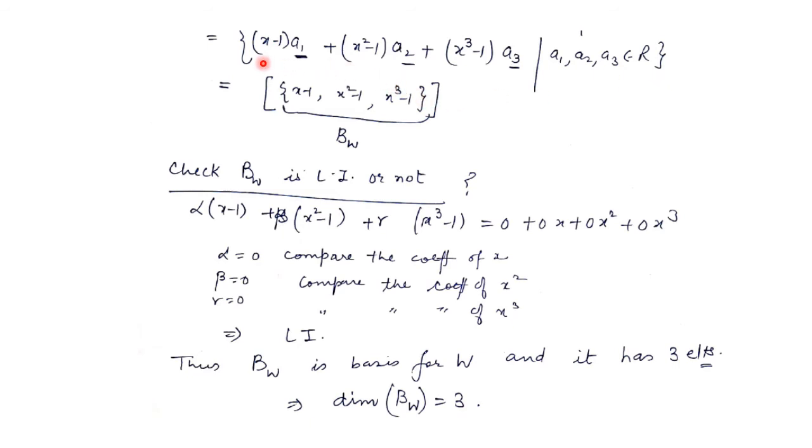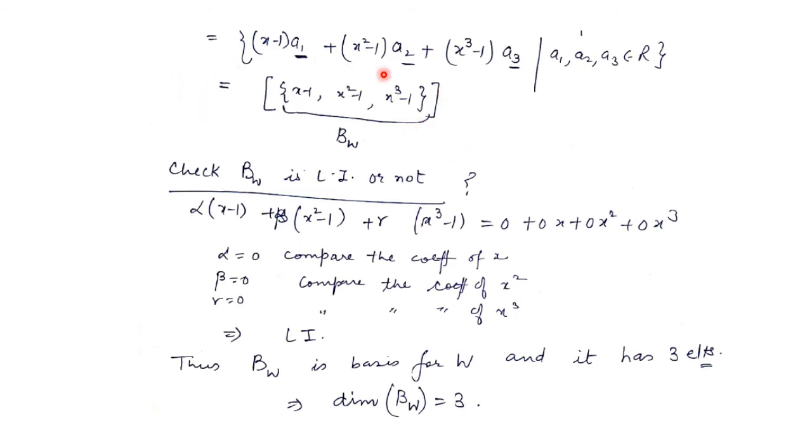So that means it is a linear combination of x minus 1, x square minus 1, x cube minus 1. So this is a span of x minus 1, x square minus 1, x cube minus 1. If this set is linearly independent, then this set will become the basis for W. Why? Because the span of this set is already equal to W. So the second condition already holds.